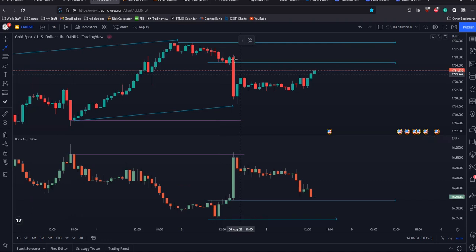Okay, because if this is an order block over here that is, say, bearish, right, on gold, you can see that there's no order block here, right?